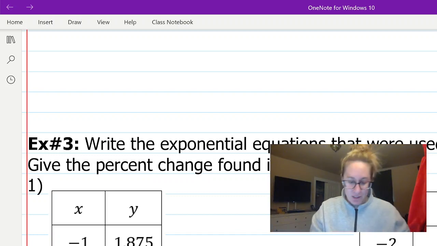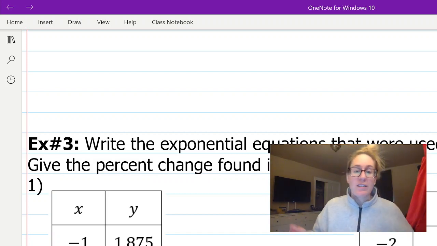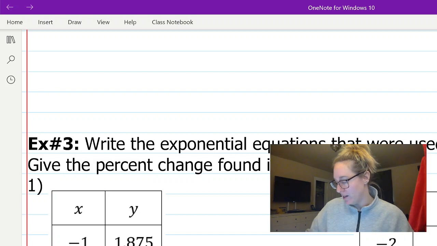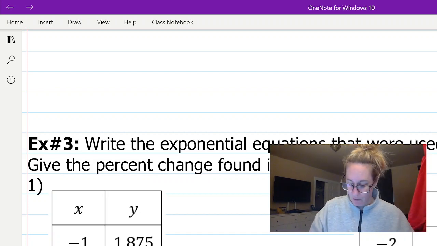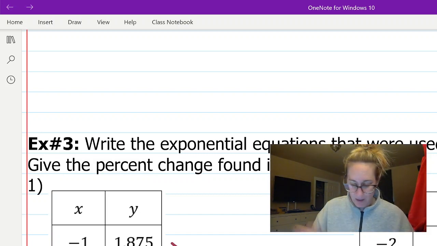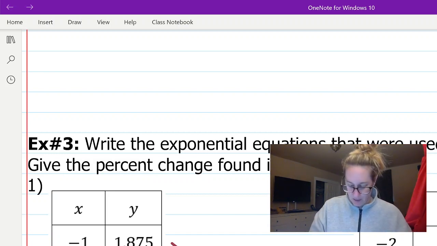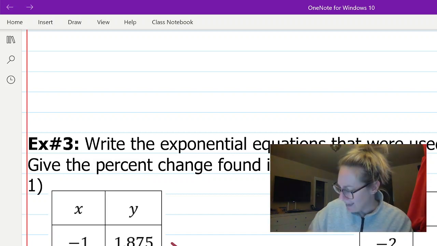Okay, so here we have our table of values. Again, think of this like a sequence. What you need to do is figure out the common ratio going from one term to the next. So that's what we're going to do. We've got 1.5 and we're going to divide it by 1.875 and it gave me 0.8. 1.2 divided by 1.5, 0.8. 0.96 divided by 1.2. What do you know? It's 0.8 again.